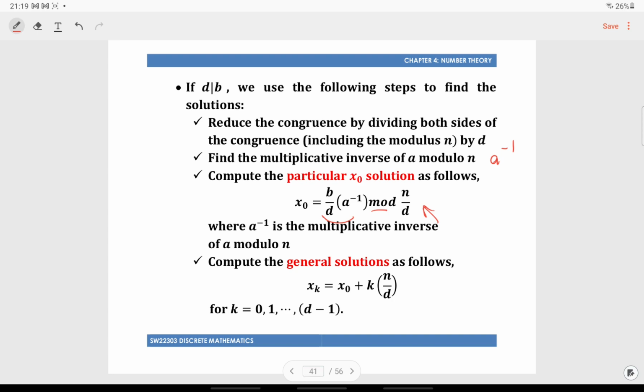And for the general solution, we have x_k, we need to write k here as a subscript. x_k equal to x0, which is the particular solution, plus k times N over D. This time, the value for k is not an arbitrary integer, because the value for k is restricted only between 0 up to D minus 1. If D is, for example, 5, we have 0, 1, 2, 3, and 4. So the value for k now is restricted between 0 up to D minus 1.